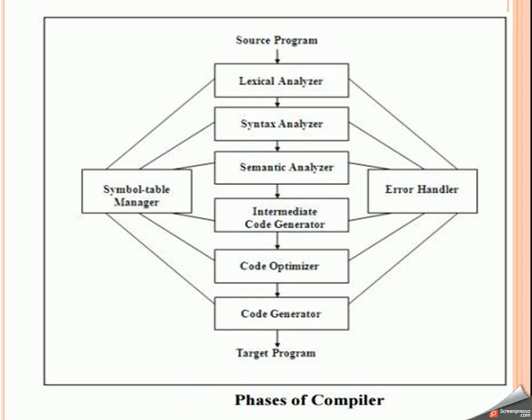Now, as I've already told you, as the compiler scans the entire program, in between it tends to encounter errors. So what it does with the error is accumulate the error and report it to the error handler. The task of the error handler is to take into consideration the errors reported by the compiler and then come up with certain remedies or a solution for them.